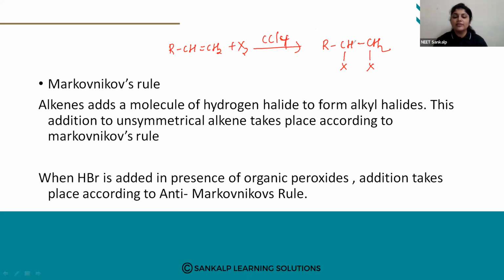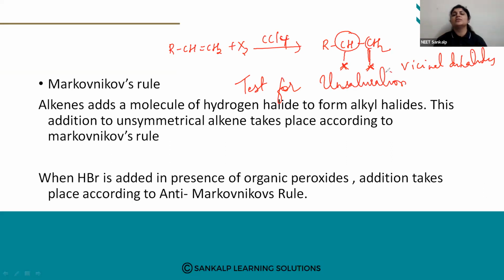So whenever you have halides which are adjacent to each other, on both the carbons, they are called vicinal dihalides. This test shows the presence of a double bond, and is used as a test for unsaturation. You know what we mean by unsaturation? Unsaturation means it will have either a double or triple bond. So here the brown color of the bromine.